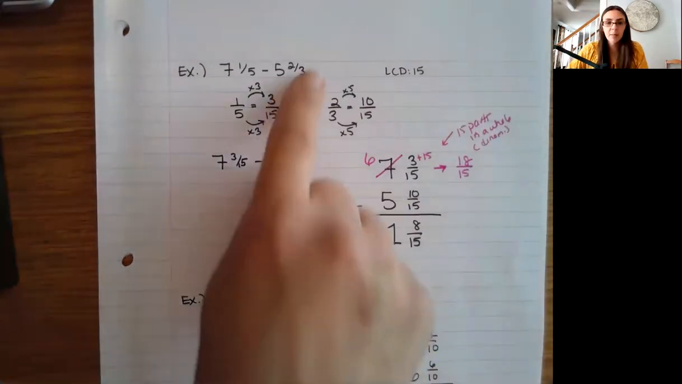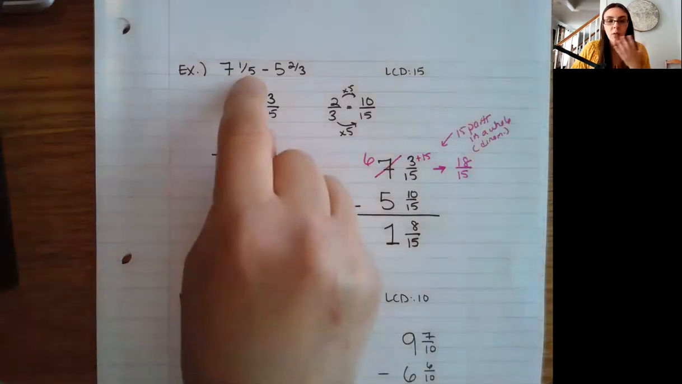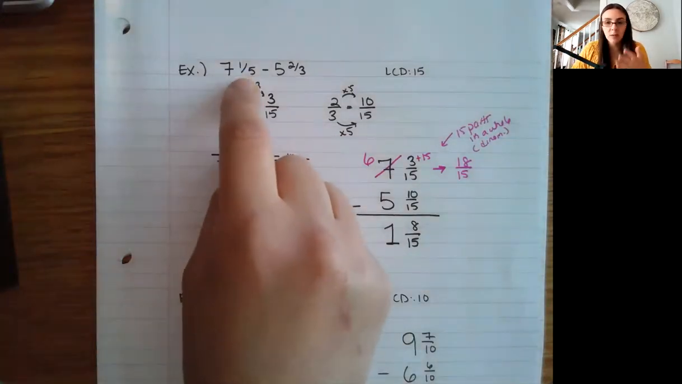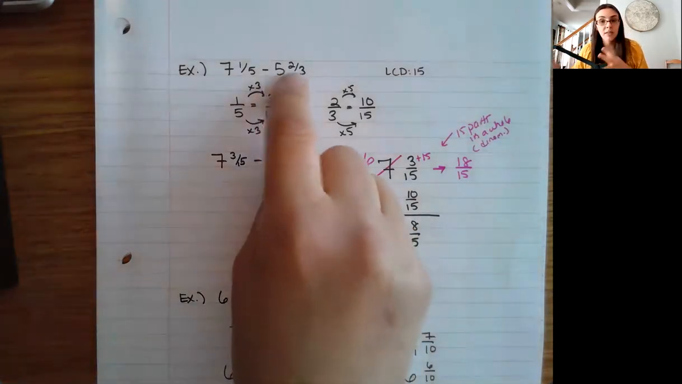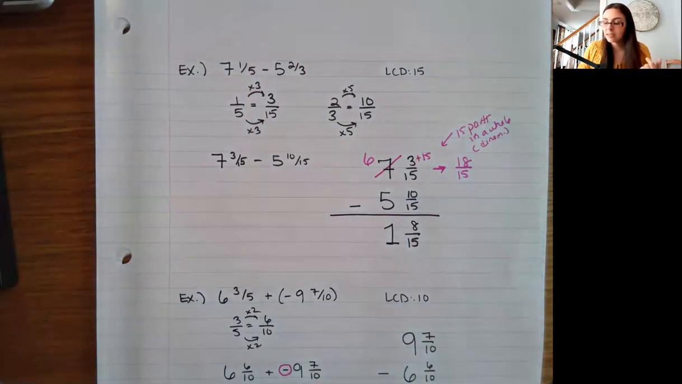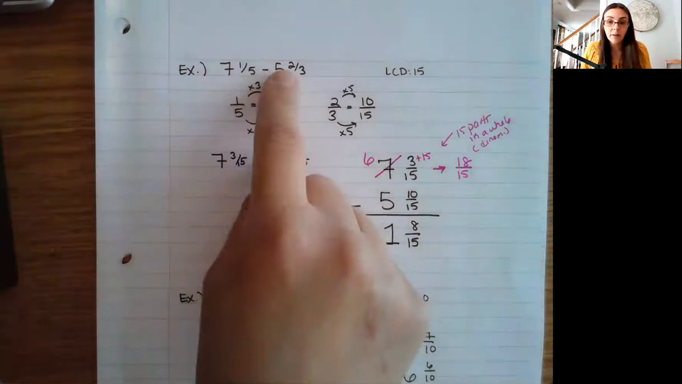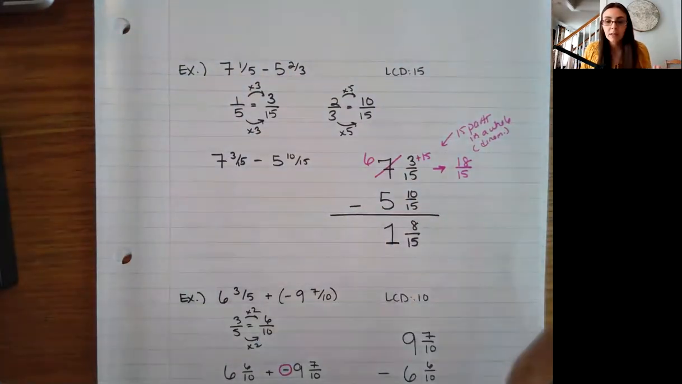So let's look at this example here as well. Let's think about estimating these. So 1/5, that's only 1 out of 5 pieces shaded in. That's almost 0. Whereas 2/3, that's over the halfway point, right? 2 out of 3 pieces is almost the whole thing. So that's like a 1. So 5 and 2/3 is closer to 6. And 7 and 1/5 is closer to 7. So this is like 7 minus 6, which is around 1. Notice our answer here is around 1.5. So again, we're estimating.